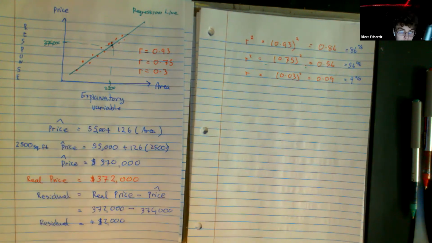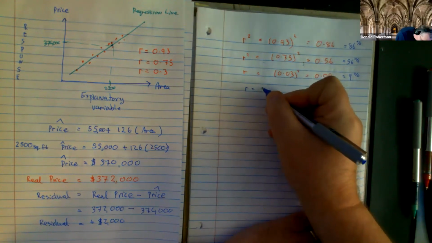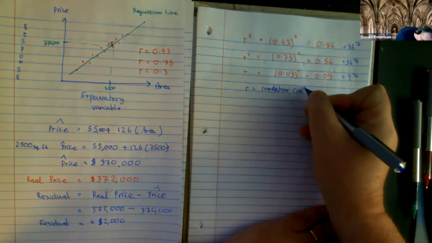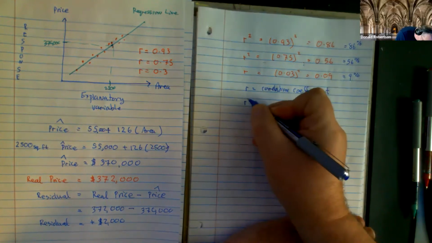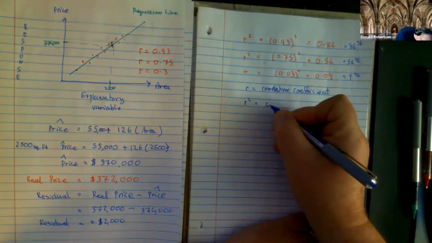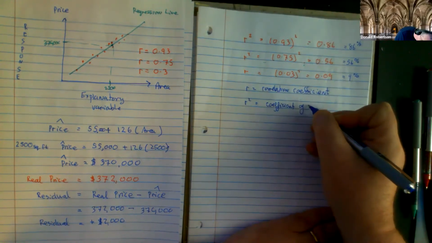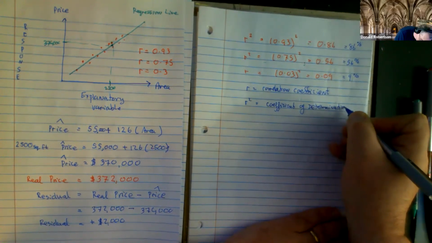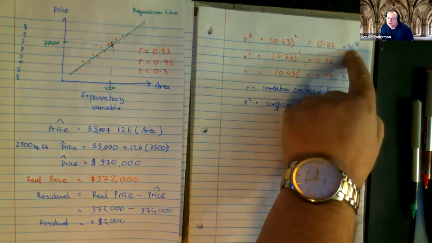So R is the correlation coefficient, right? Correct. R is the correlation coefficient. That's its name. I don't think this particular book uses it, but R squared is sometimes called the coefficient of determination. In case you watch a video and they talk about a coefficient of determination, they just mean R squared, in case you're wondering.